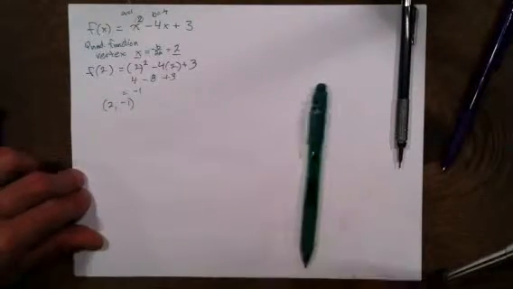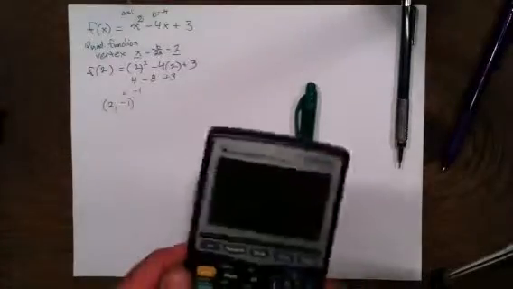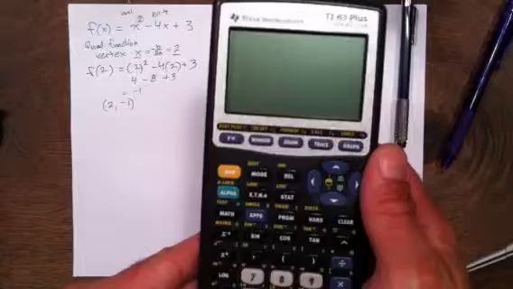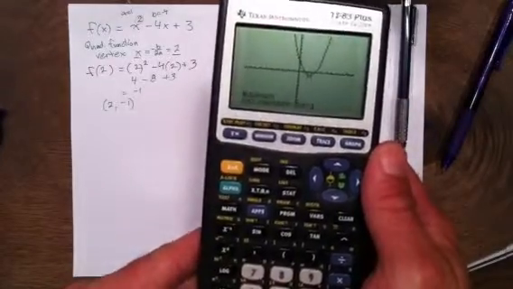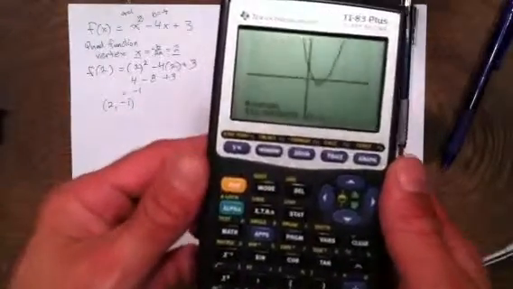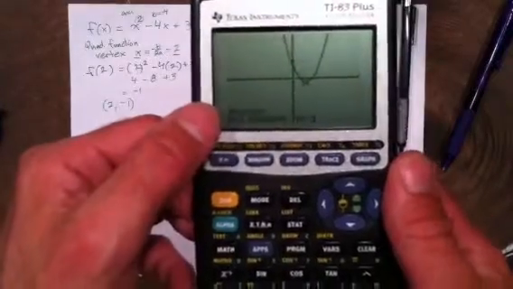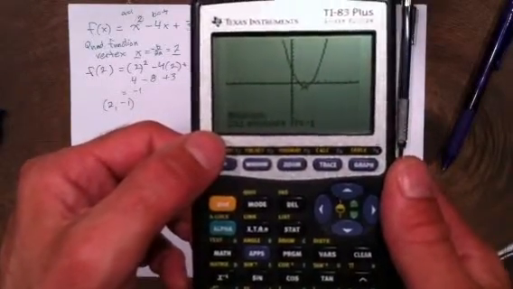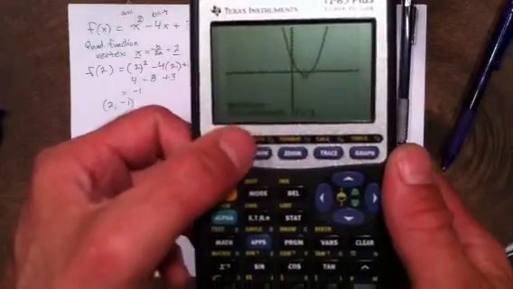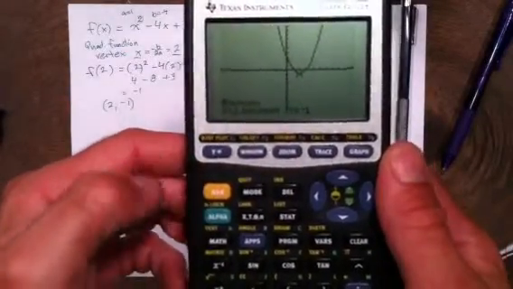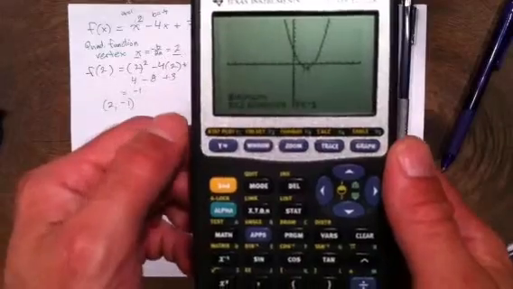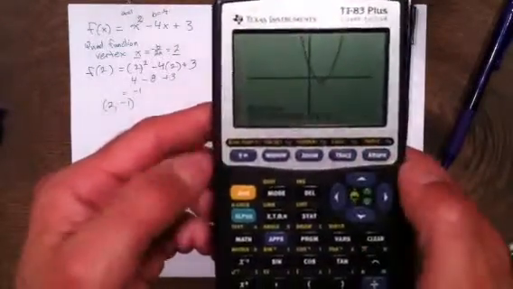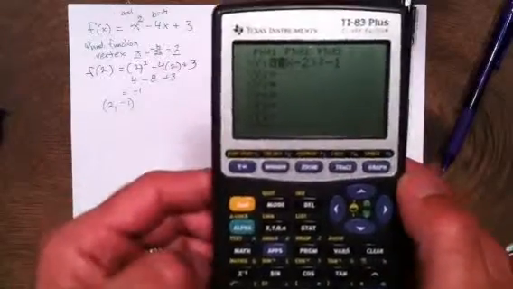So just to double check that vertex with a wee bit of technology, I got my TI here. See if I can hold it in a way that doesn't glare on. Here's that parabola. And right now the calculator is telling me that there is a minimum of x equals 2.000004. Its best estimate at the bottom of that parabola, x equals about 2, y is negative 1, which is what we have here.